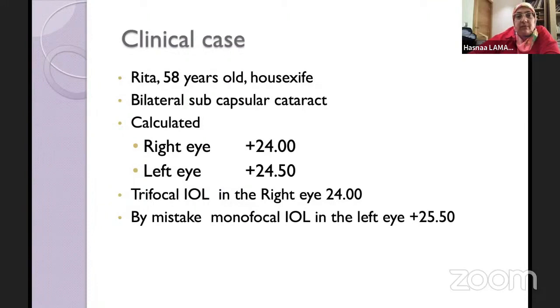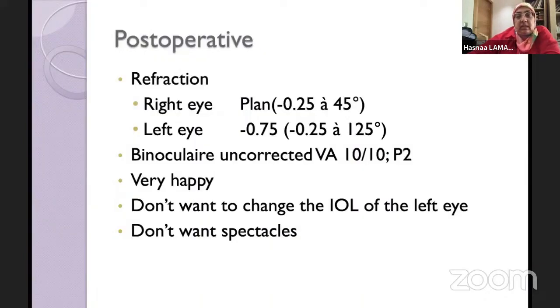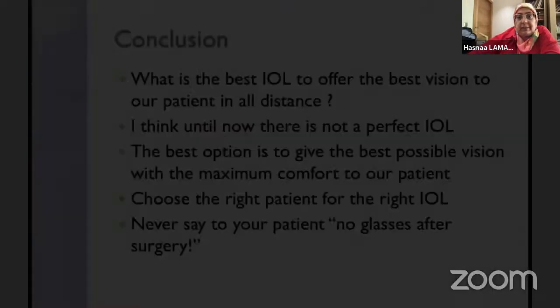58 years old, housewife, bilateral subcapsular cataracts. In the first eye we put a trifocal, and we wanted to put another trifocal in the second eye, but by mistake we put a monofocal in the second eye. The postoperative refraction was good, and she had binocular uncorrected visual acuity 10/10 P2. She was very happy and didn't want to change the IOL of the left eye and didn't want spectacles.